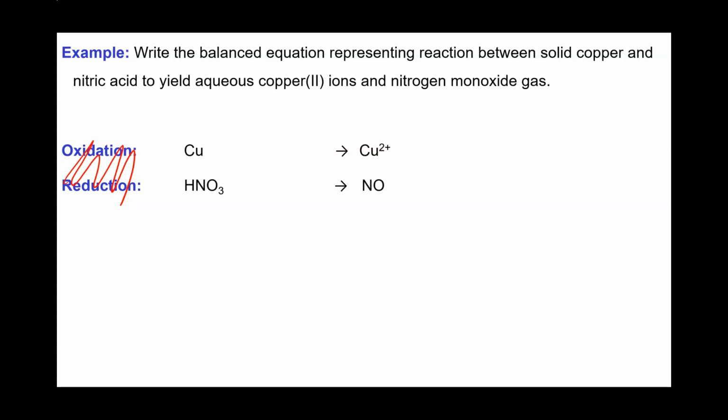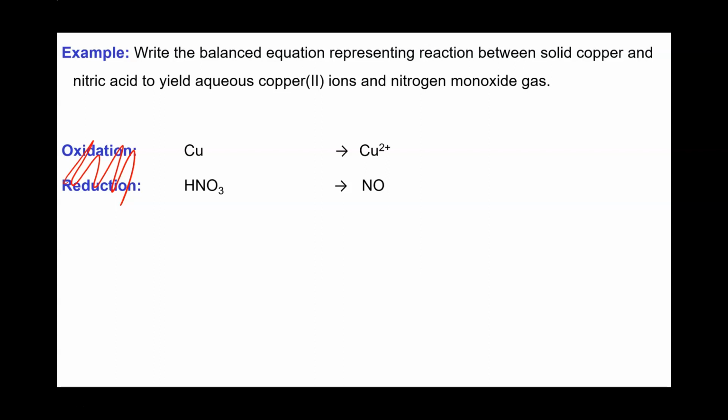Now I'm going to balance the copper half reaction. It says balance for atoms other than oxygen and hydrogen. There aren't any, so it's already balanced. Then it says balance for oxygens by adding water. There's no oxygen, so it's already balanced. And then I have to balance for hydrogen by adding H+. There are no hydrogens, so that's not an issue.